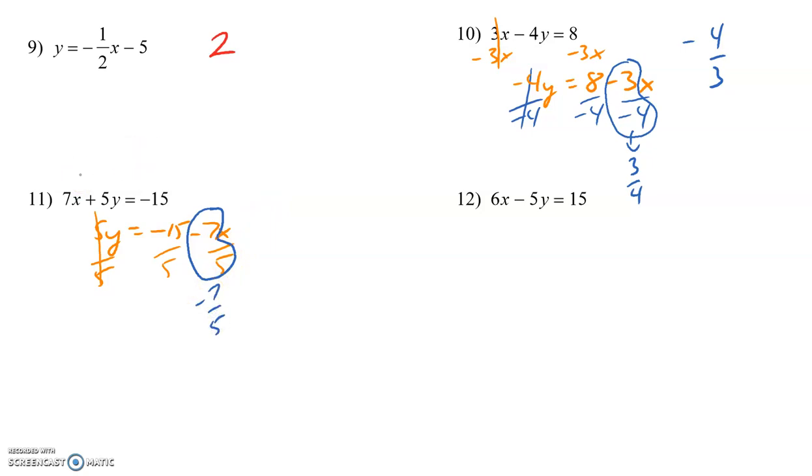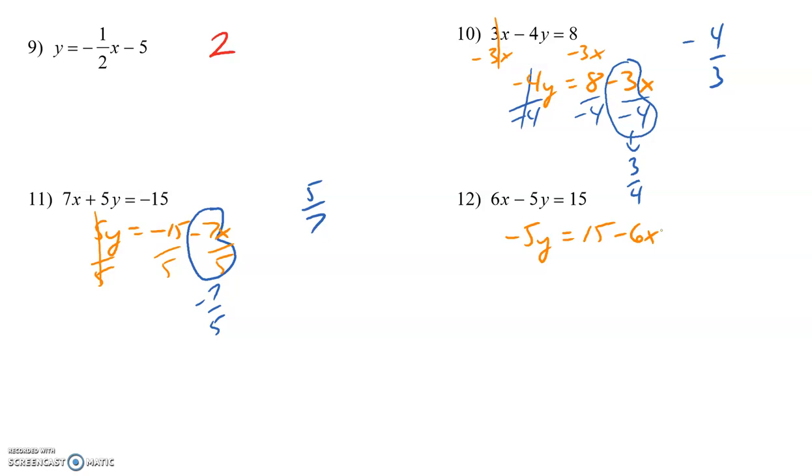So the perpendicular slope, I'd flip it. So 5 over 7 and change the sign. So it was negative, and so now it would be positive. So the perpendicular slope would be 5 over 7. And if we look at the last one, we've got this. So we got to isolate things as well. So we will subtract 6x from both sides. So I'd be left with negative 5y is equal to 15 take away 6x by subtracting 6x from both sides.